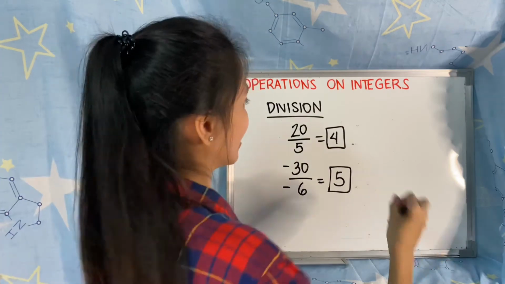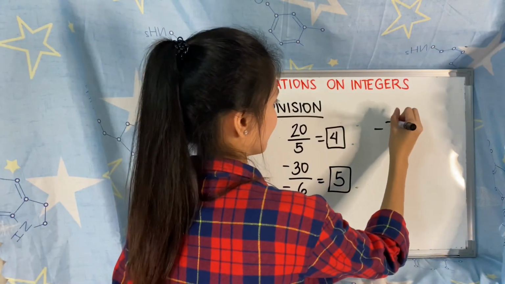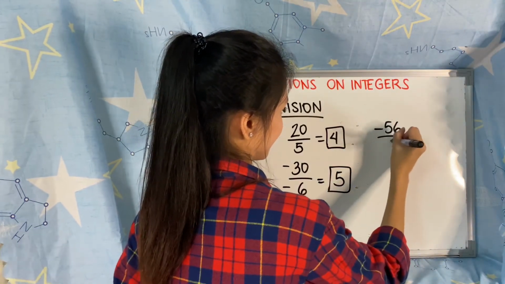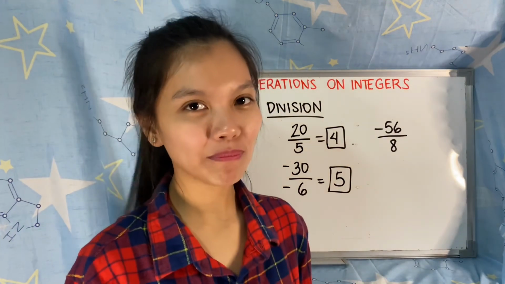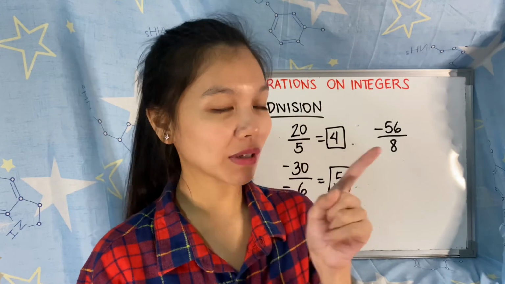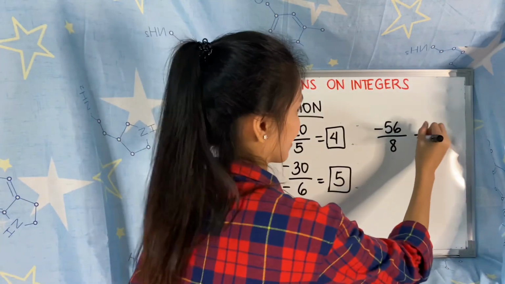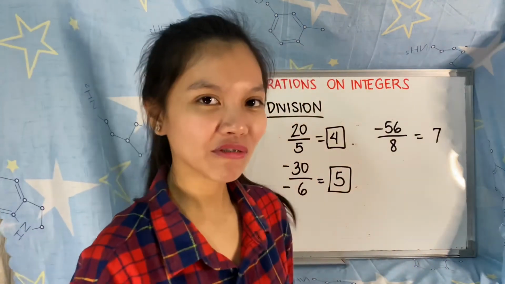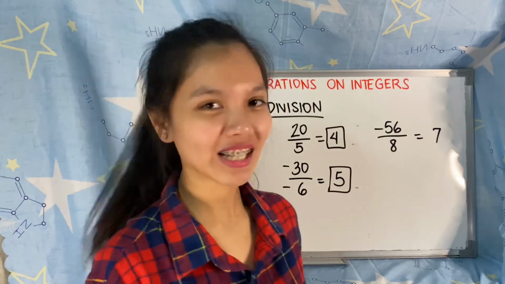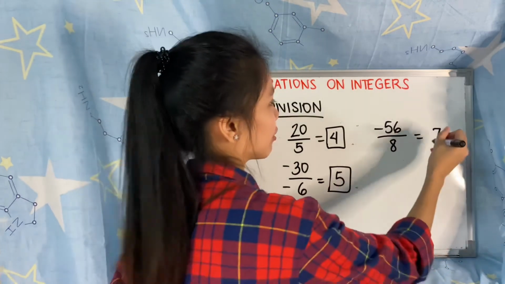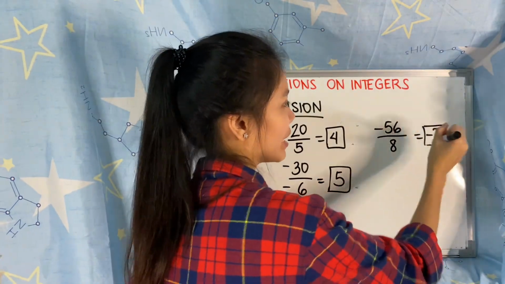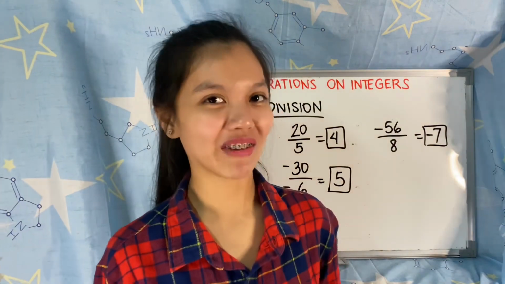Another example. So, we have negative 56 divided by 8. What will be the answer? So, 56 divided by 8, that is 7. Negative divided by positive? Yes, very good. Ang galing ng grade 7. We have negative. So, the answer or the quotient will be negative 7.